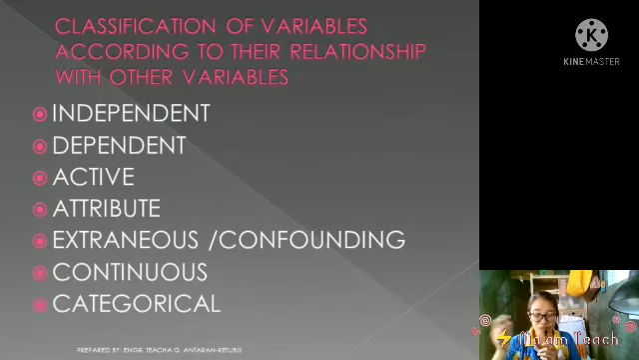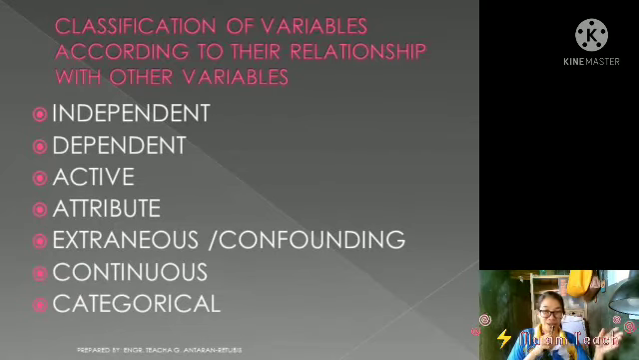So just like, for example, in our experiment: voltage, current, and resistance. In your voltage, you manipulate it, right? Even your resistance, you manipulate it. Now, you measure your current. So, as you measure the current, it is considered your attribute variable. Can you follow?